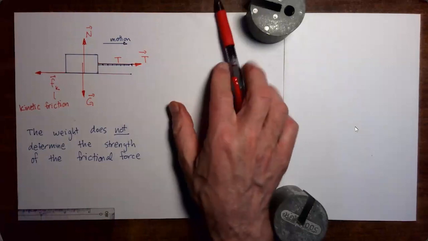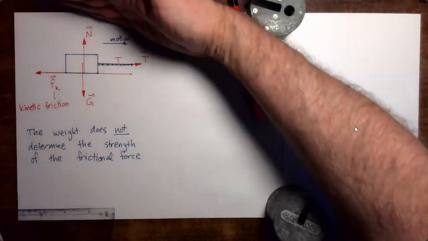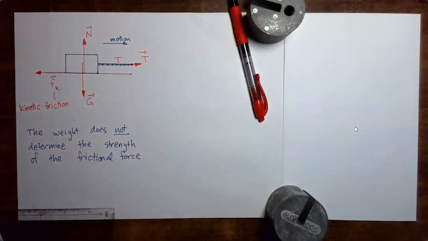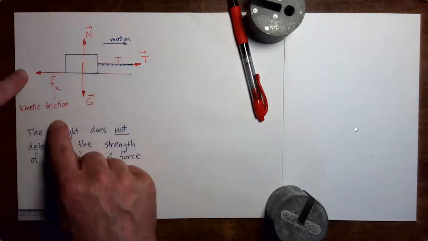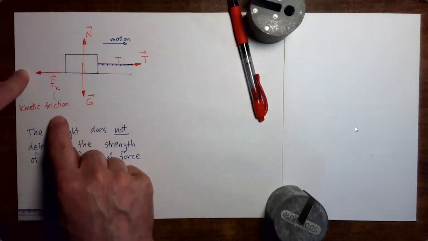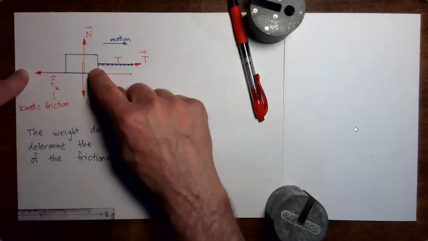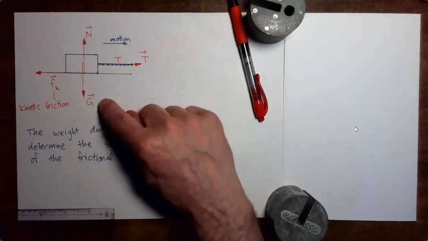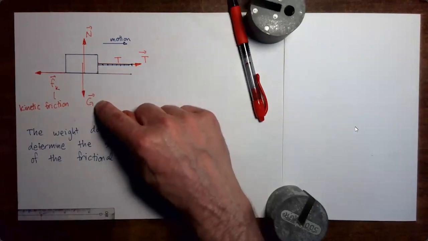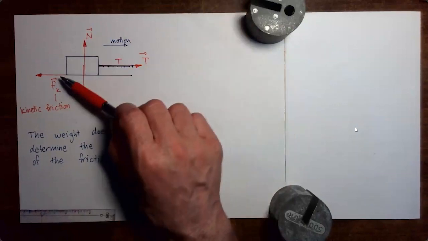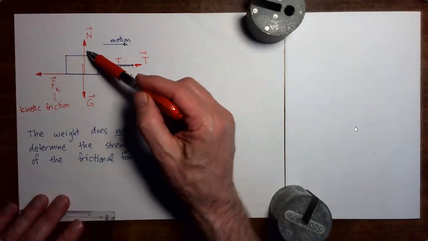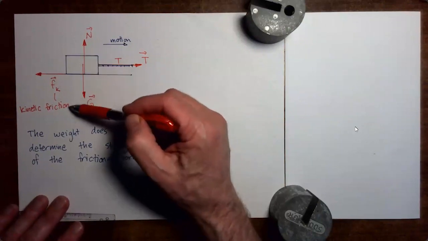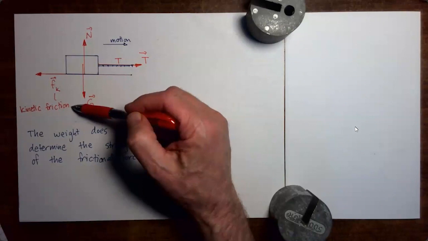In that last little part of the video, I pushed down on the top of the box, and you saw that when I pushed down on the top of the box, the strength of the kinetic friction force increased, even though the weight of the box did not change. Okay, so if it is not the gravitational force which determines the strength of the frictional force, what is it? Well, it is actually the normal force which determines the strength of the kinetic friction force.